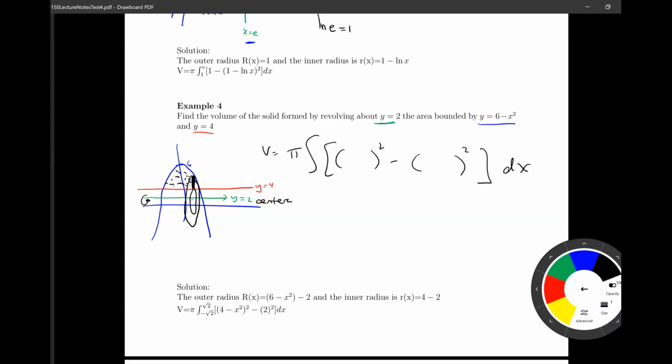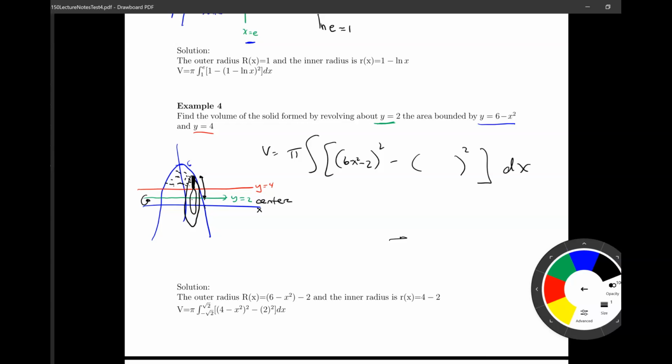All right, so the outside radius. So the outside radius is from the center line out to here. That's the distance that I want to have. So everything gets measured from here, the x-axis. So I have to say go all the way up to the parabola and then take away this distance of 2, and that will give me the outside radius. So that's 6 minus x squared minus the 2.